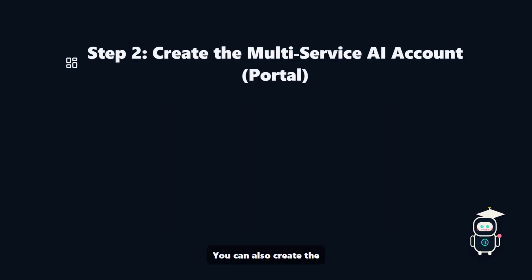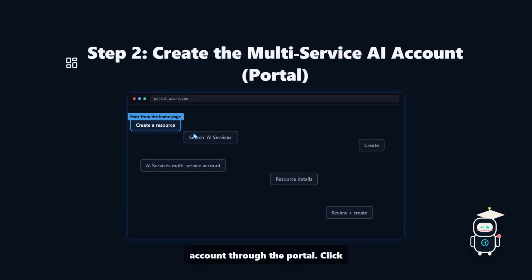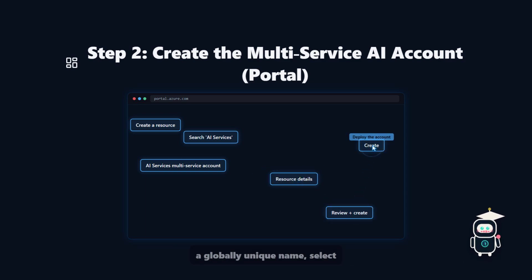You can also create the account through the portal. Click Create a Resource, search for AI Services, and choose the Multi-Service Account option. Give it a globally unique name, select your resource group and region, and pick the standard S0 tier. Click Review and Create, and Azure provisions the same multi-service endpoint we just built with the CLI.